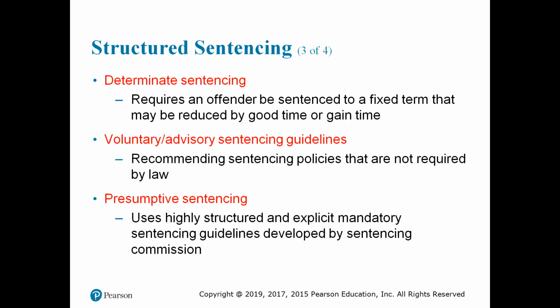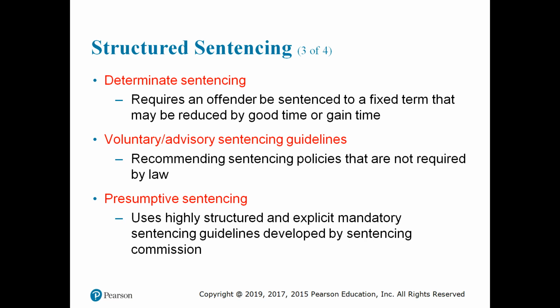Determinate sentencing requires an offender to be sentenced to a fixed term. So a determinate sentence in California is 6 years, state prison. And it can be reduced by good time. Usually most folks that go to prison for a determinate sentence have 2, 4, 6 years. They usually serve about 85% of their time because they can get good time off for their good behavior. So basically 85%. Determinate sentencing is a set number of years.